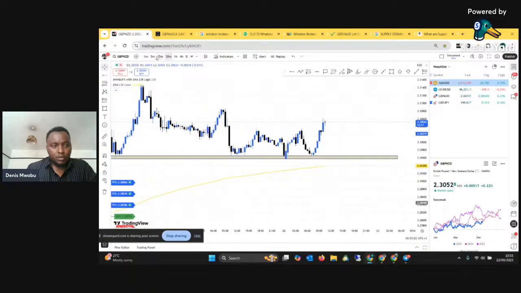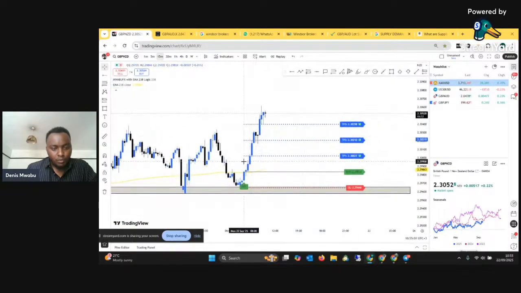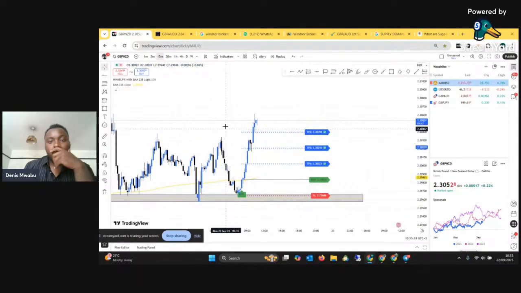That one, GBP and ZD, it played out. This one was at around 8. Played out at 8. Pushed all the way up. Okay.